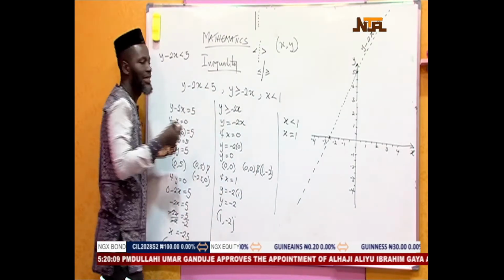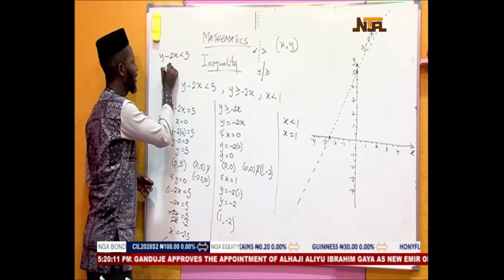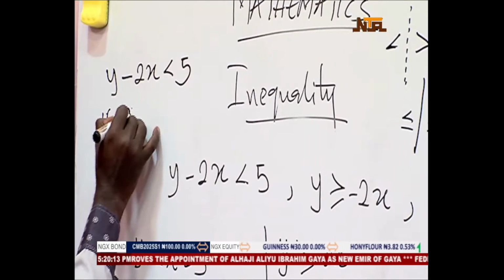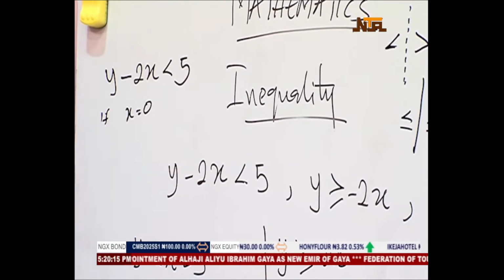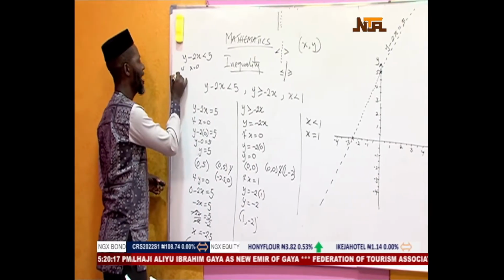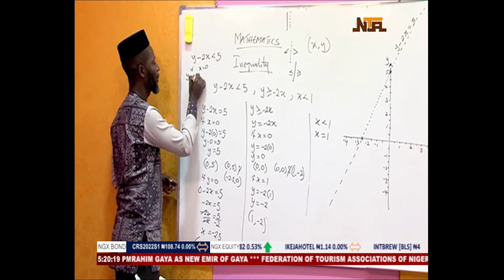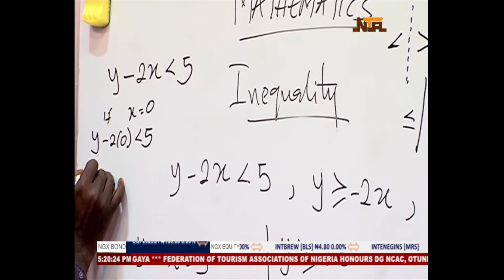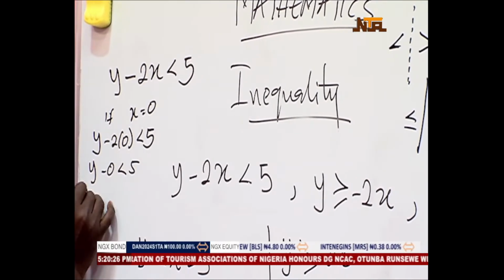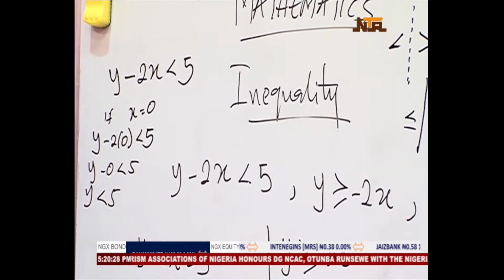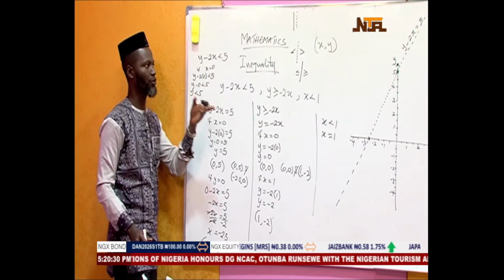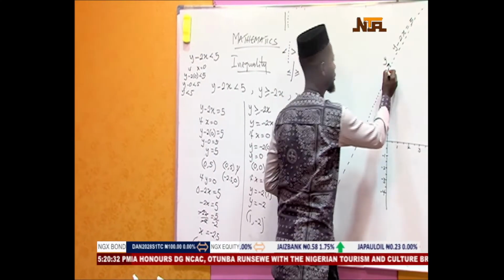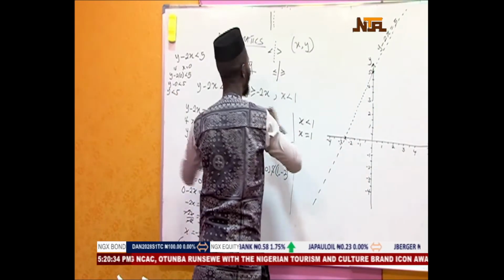Let's use x. If x is equal to 0, we will have y minus 2 into bracket 0 less than 5. Therefore, we have y minus 0 less than 5. So y less than 5. Now we go to where our y is equal to 5. This is where our y is equal to 5, and the solution is less than 5.